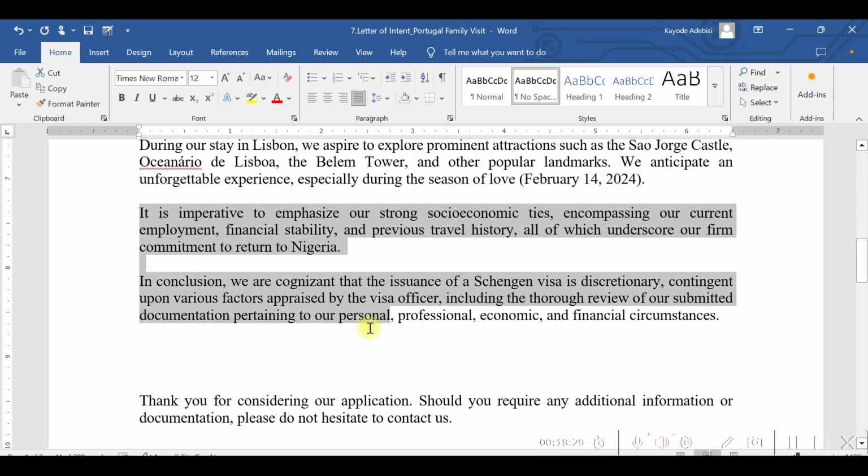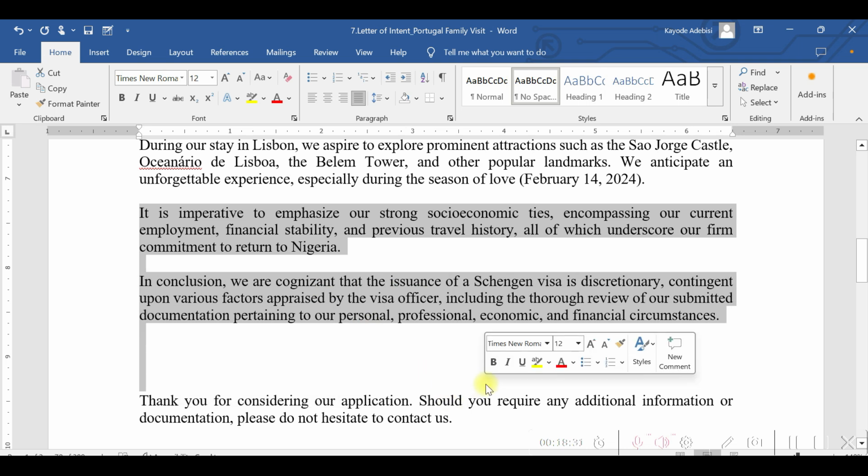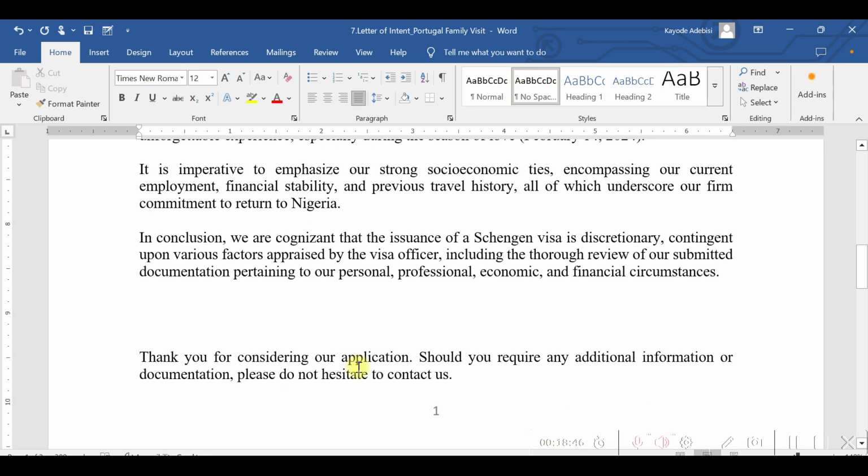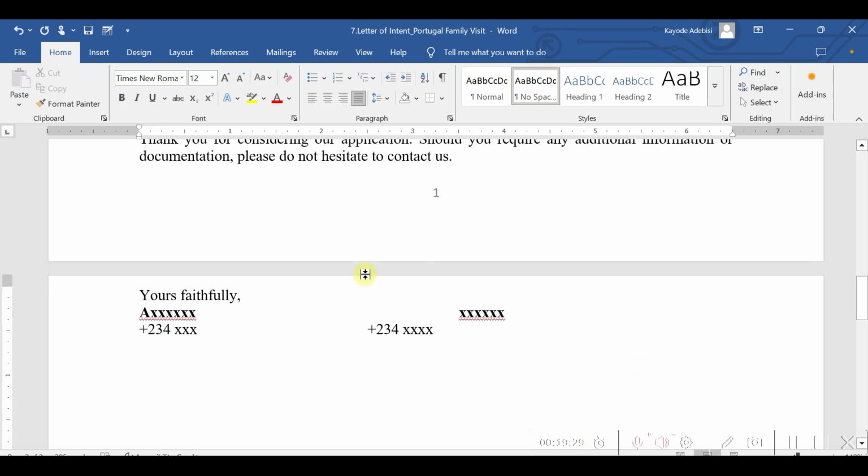Basically, also in closing, he provided emphasis on how he has previous strong ties, travel history, and what have you, which would require him to come back because he doesn't want to dent his travel records and all that. Of course, he has strong current employment status. At the end, it was co-signed by the husband with his phone number and the wife with her phone number, and that was it. And of course, they got the visa, and this gives you a different side to how you could write a letter of intent as a family.